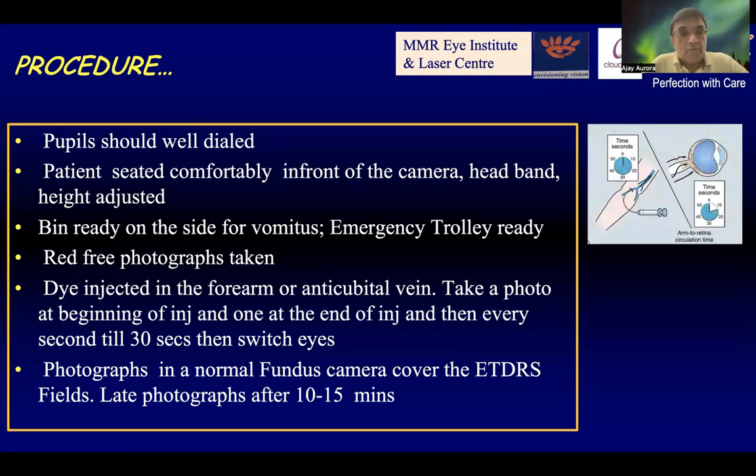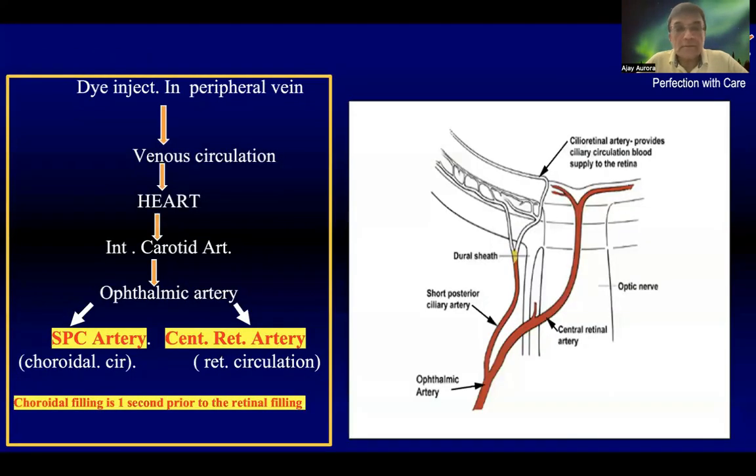Take the red-free photograph, and then you start injecting the dye. It can be either injected on the dorsum of the hand or in the antecubital vein. You should take a photograph immediately at the time of injection, and then immediately at the end of the injection, and then every second till about 30 seconds. You have to take the fundus photographs as per the ETDRS protocols.